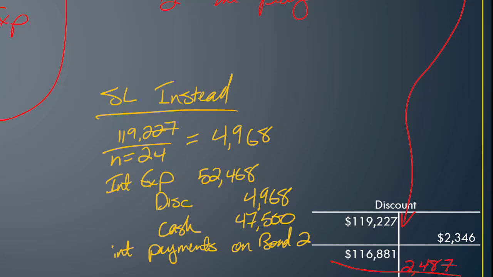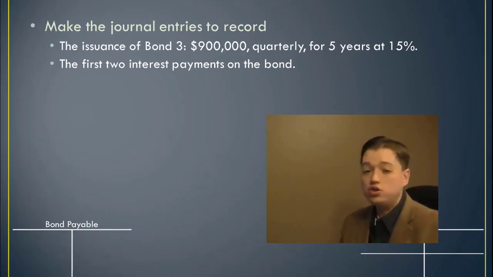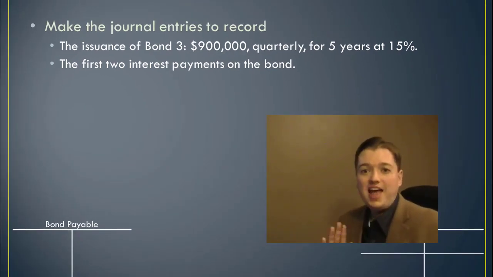We're going to end there. What I want you to do is do the journal entries for the issuance and the payments on bond number 3, and I will see you next time with the solution.